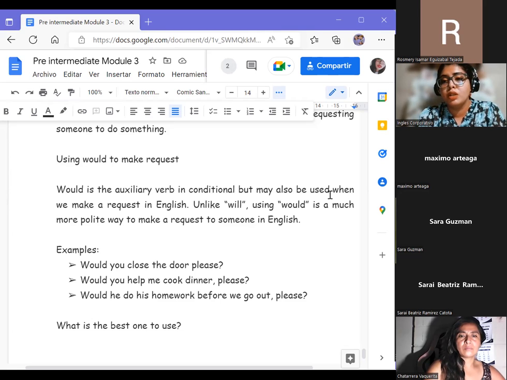What do we prefer? If we prefer to use "will", we can use "will". If we prefer to use "would", you can use "would". That is okay. It's not a big deal using "will" or using "would". They are the same thing, just the connotation of the modal verb in that case.